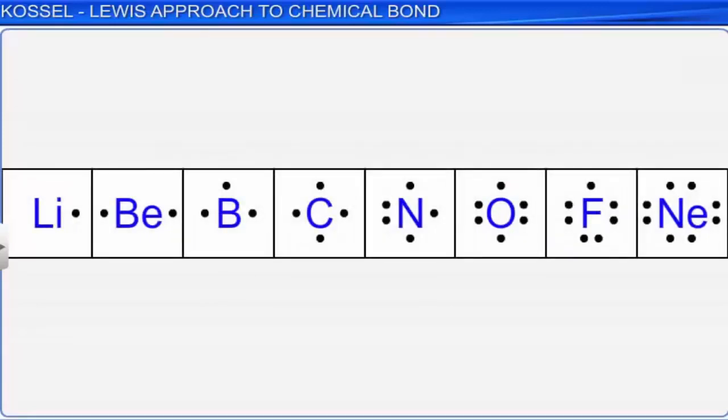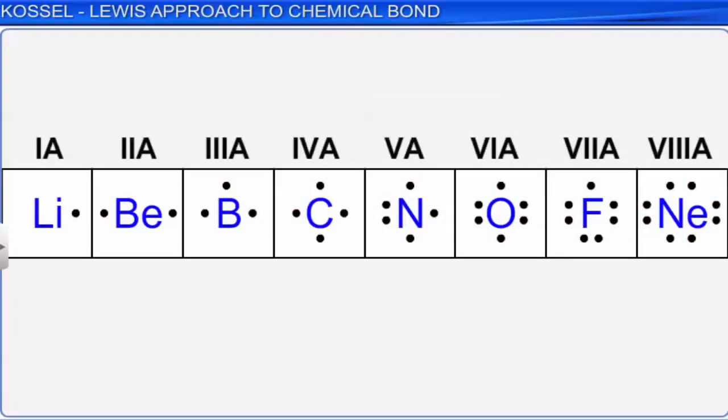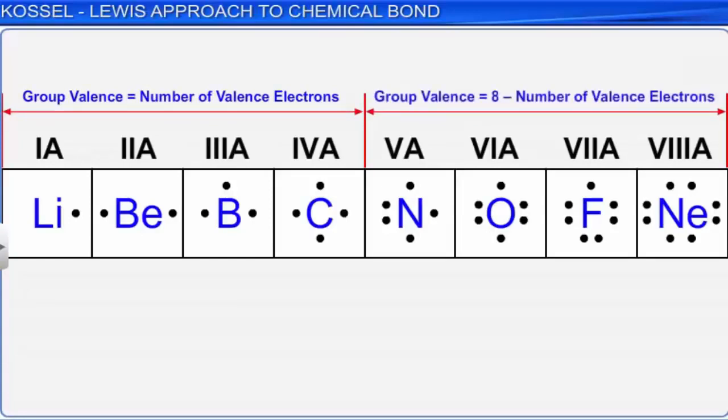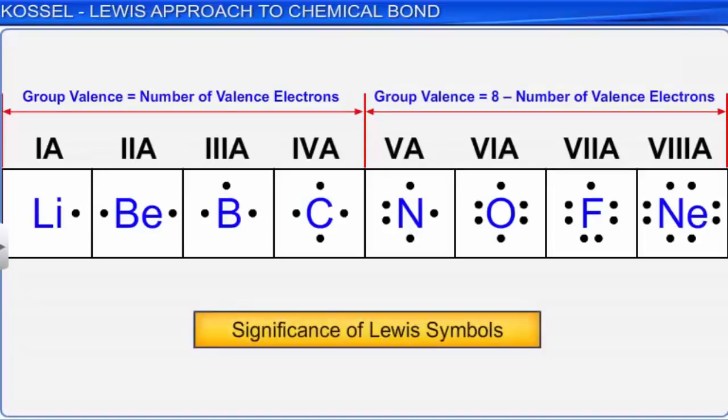Let's look at the Lewis symbols of the elements lithium, beryllium, boron, carbon, nitrogen, oxygen, fluorine, and neon as shown. The number of dots around the symbol gives the number of valence electrons. These valence electrons are useful to calculate the group valence of the element. The group valence of an element is equal to the number of valence electrons of an element, or 8 minus the number of valence electrons. This is the significance of Lewis symbols.